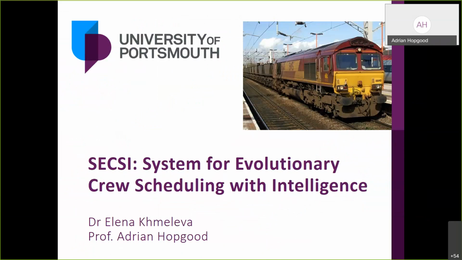I also now want to move on to a real practical example of a genetic algorithm for the rail freight industry. And like all systems, it has to have a good name. So we called ours SECSI, which stands for System for Evolutionary Crew Scheduling with Intelligence. This is about a genetic algorithm in a very practical domain of scheduling freight trains. And hopefully this will give you a little bit more of a contextual understanding of why they're useful.